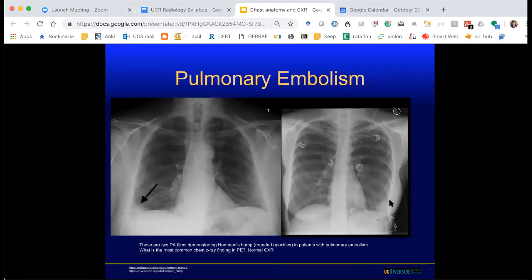Most patients don't present with this. So most patients with PE present with what finding on chest radiograph? Normal or abnormal finding? Normal. Most people with PE have a normal chest radiograph.